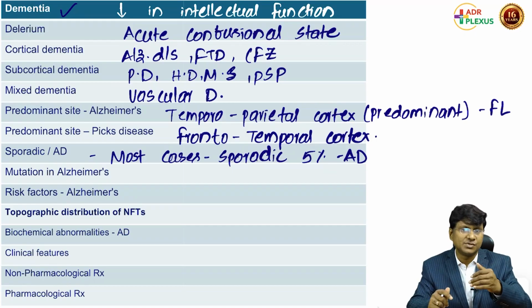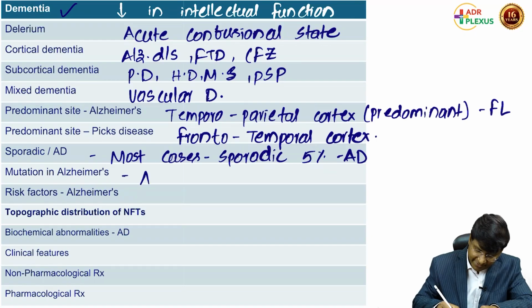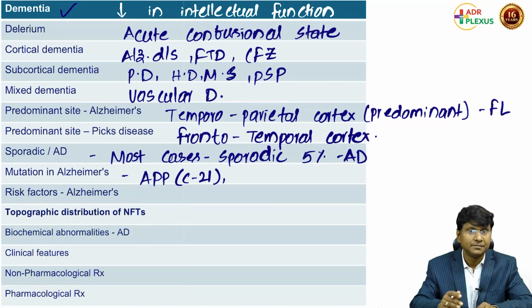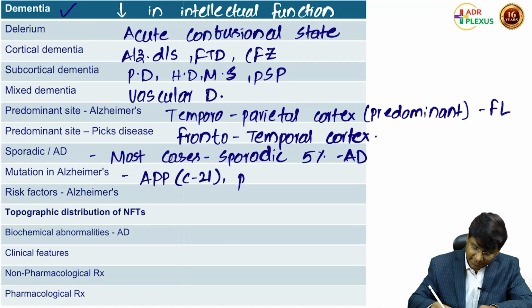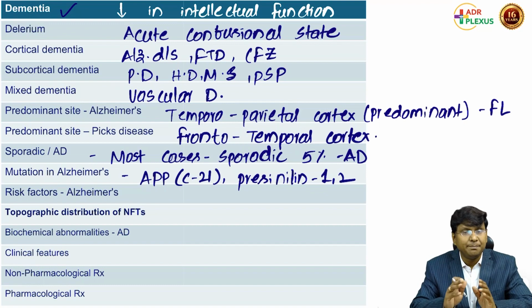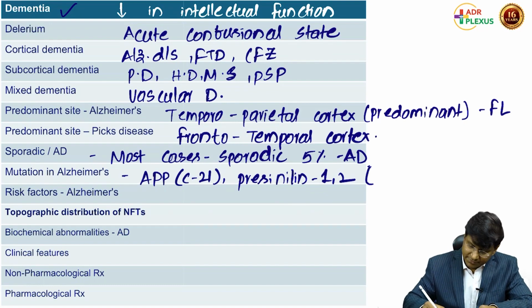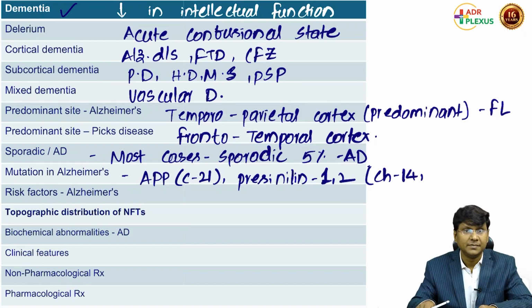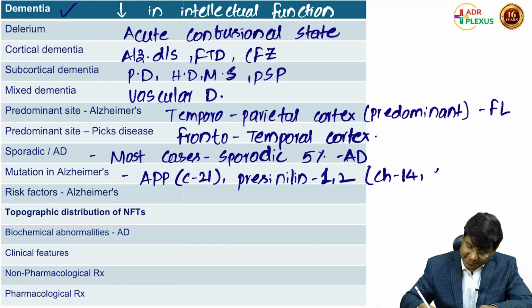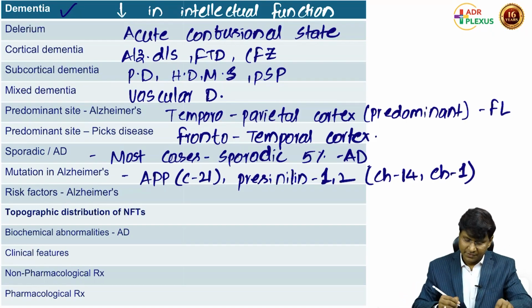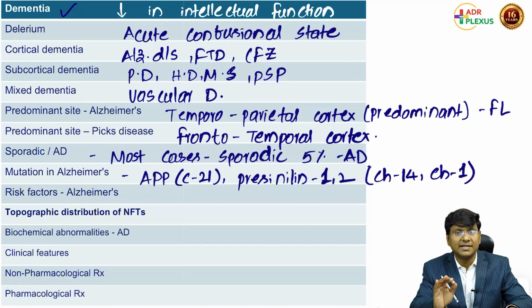And what are the mutations in Alzheimer's? You have mutation in the amyloid precursor protein, which is present on chromosome number 21, and you have mutation in presenilin 1 and presenilin 2. Presenilin 1 is present on chromosome 14, whereas presenilin 2 is present on chromosome 1. So these are the mutations in case of Alzheimer's.